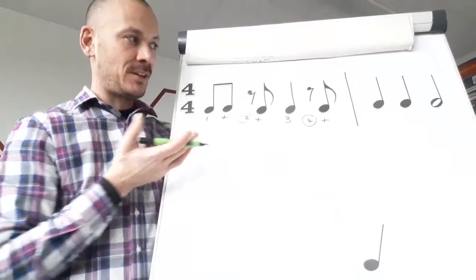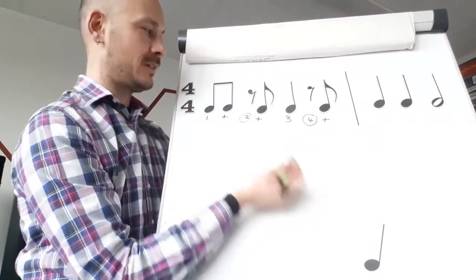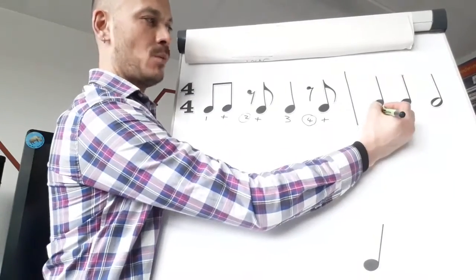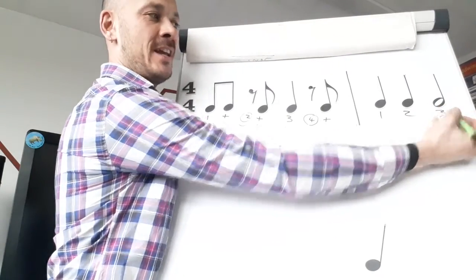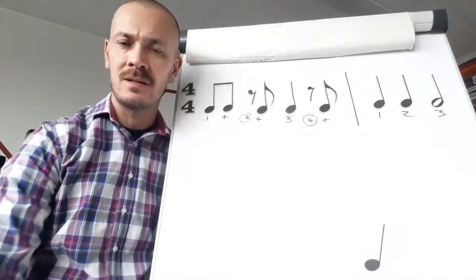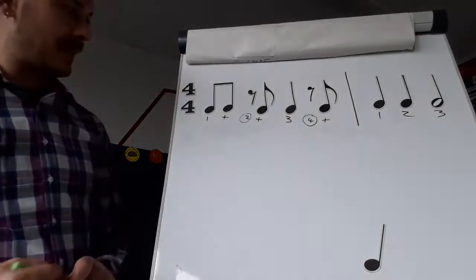And there is a clap on the and of 4. What that's going to do is give us a feeling of pushing into the next bar, because that's bar 1. Now we've got a new bar. And that's easy. That's beat 1. That's beat 2. And that's beat 3. And it's a minim, so it lasts until the end of the bar. Good.